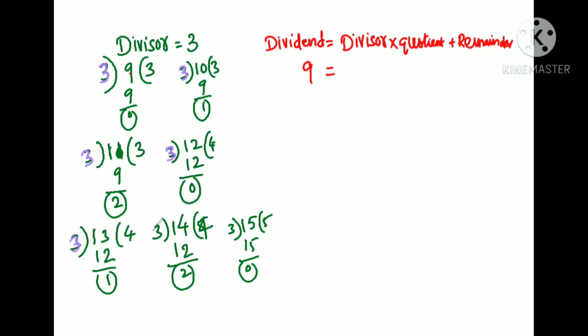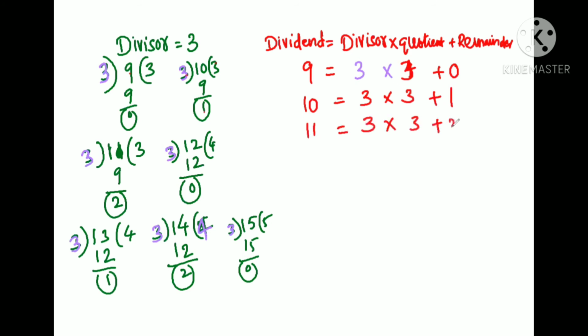Here, divisor 3 and quotient is 4. 3 3s are 9. First problem: 3 3s are 9 plus 0. Second problem: 10 is equal to 3 3s are 9 plus 1, and 11: 3 3s are 9 plus 2. Take 12: 3 4s are 12 plus 0. 13: 3 4s are 12 plus 1.